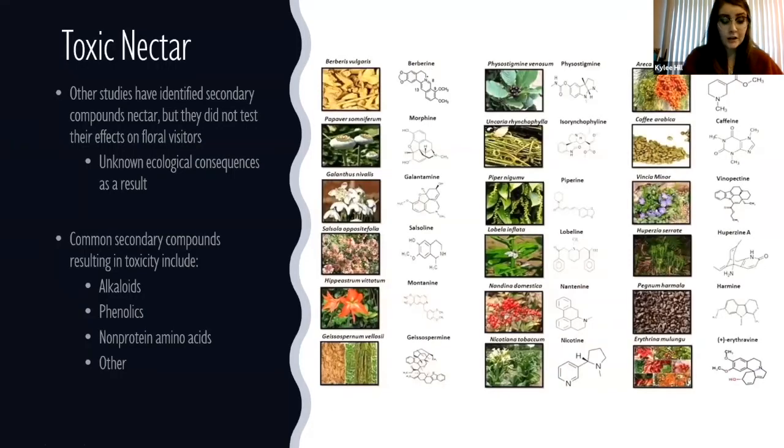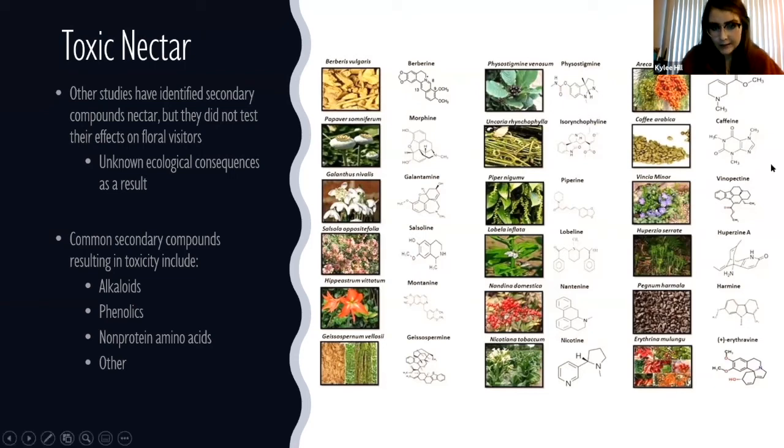And so other studies actually have identified the secondary compounds that are resulting in the toxicity that occurred within the nectar. However, these studies failed to test the effects of those compounds on the floral visitors. So it's not known if the compounds are occurring in concentrations large enough to induce any ecological effects. However, it has been demonstrated that alkaloids, phenolics, and non-protein amino acids are commonly present in nectar.